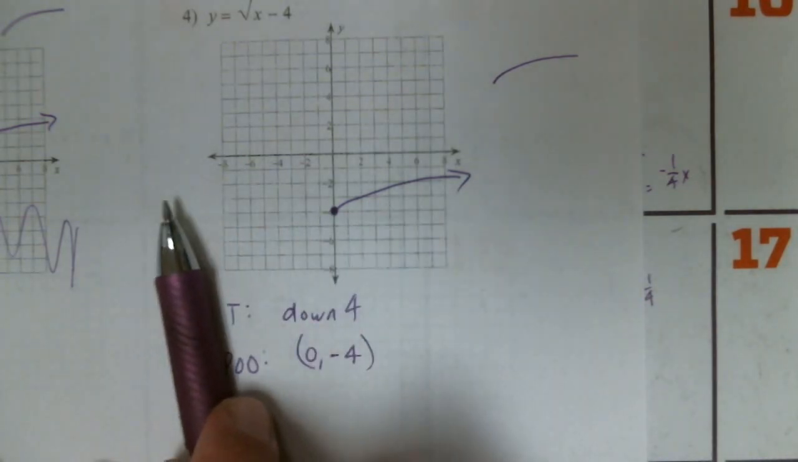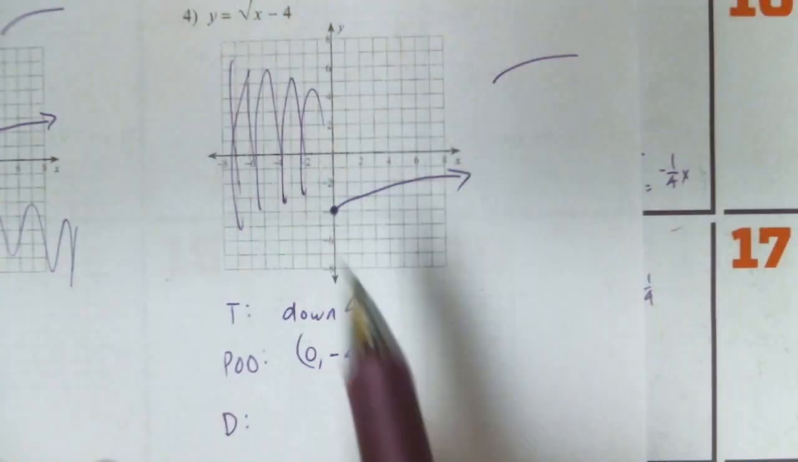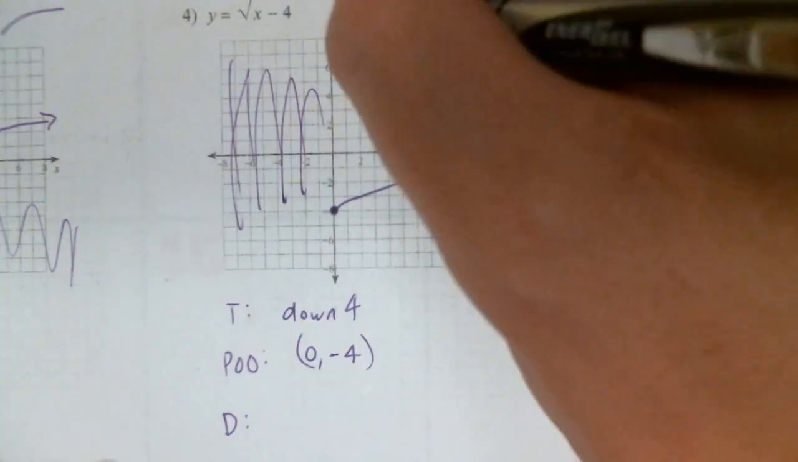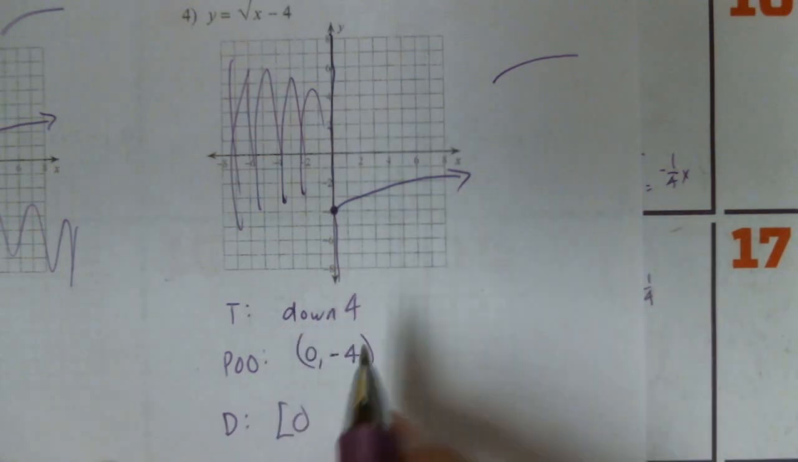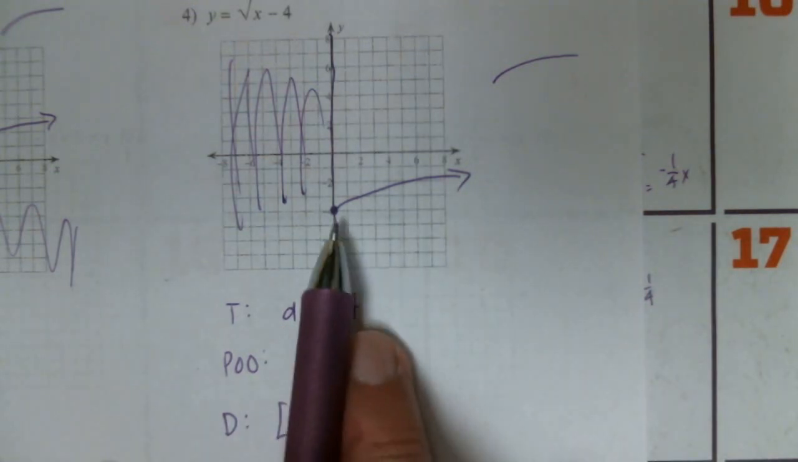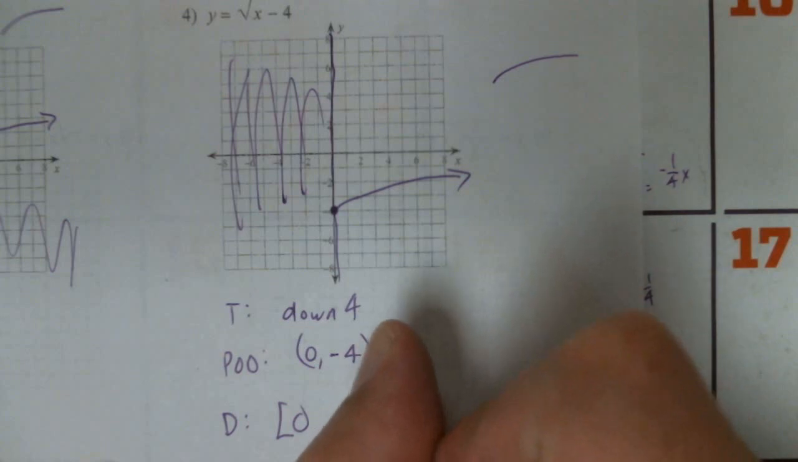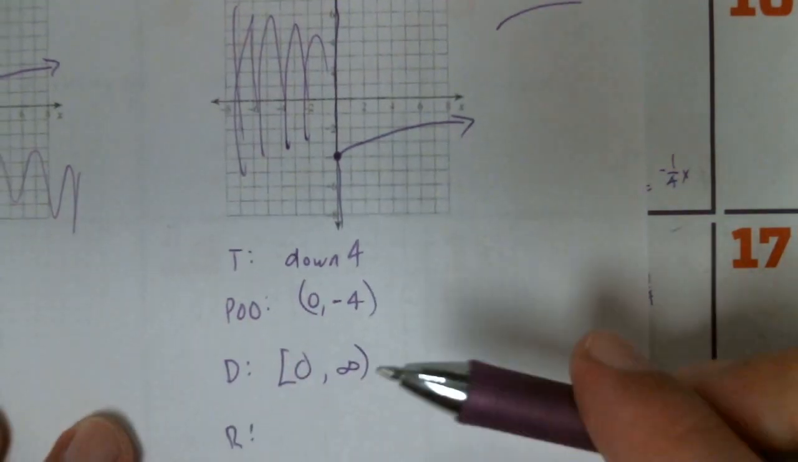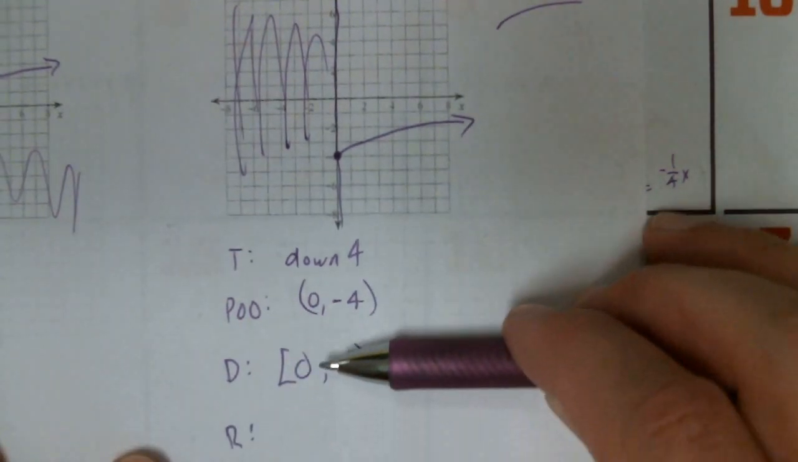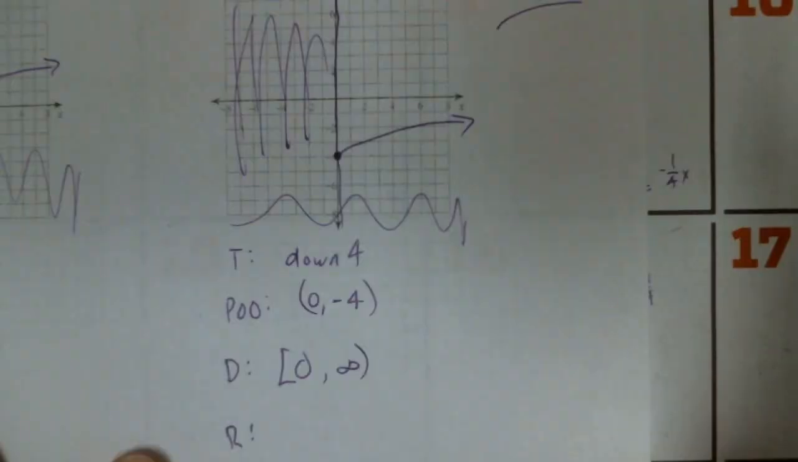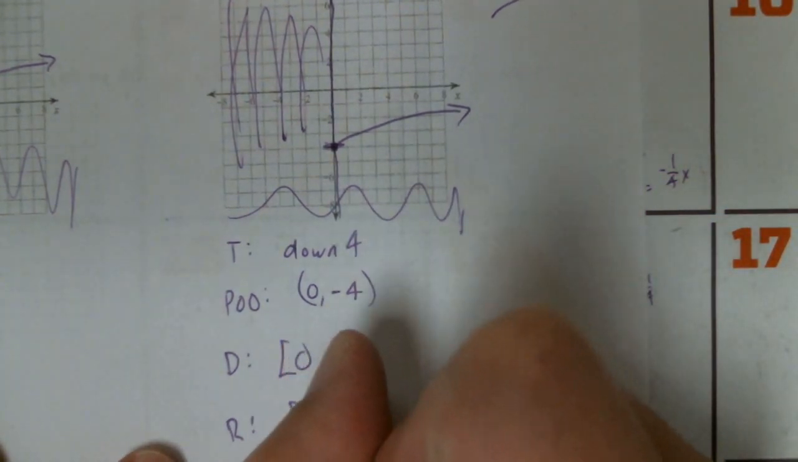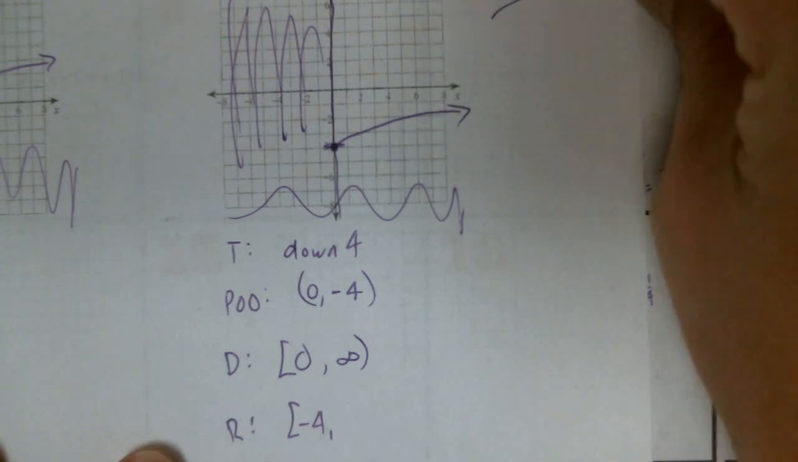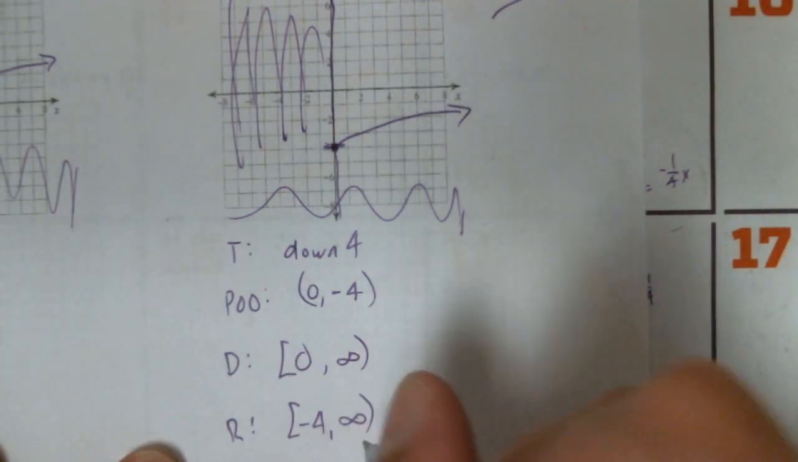Okay, domain, where do I have x values? I have nothing here. I have no x values until I hit that guy right there, which is the y-axis. So my x values start at 0, the h coordinate of the poo, and they will go on forever. My range, I don't have any y values. I got nothing down here until I hit a y of that guy, which is the k coordinate of my poo. So my range is -4, and I will continue to have y values forever, -4 to infinity.